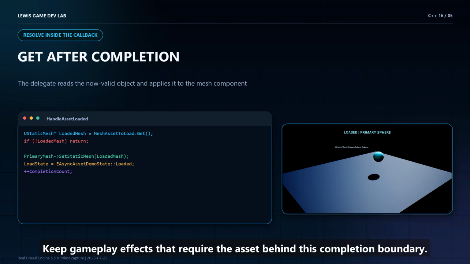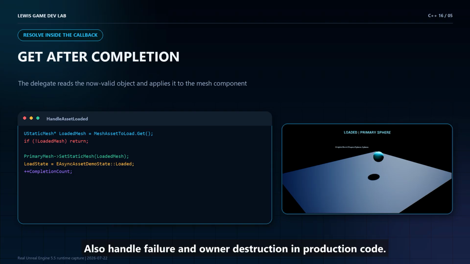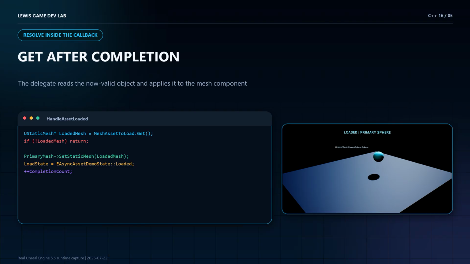Keep gameplay effects that require the asset behind this completion boundary. Code after RequestAsyncLoad runs immediately. It must not assume the object has arrived. Also handle failure and owner destruction in production code. A callback tied to a UObject delegate avoids invoking the member function after its target object is gone.